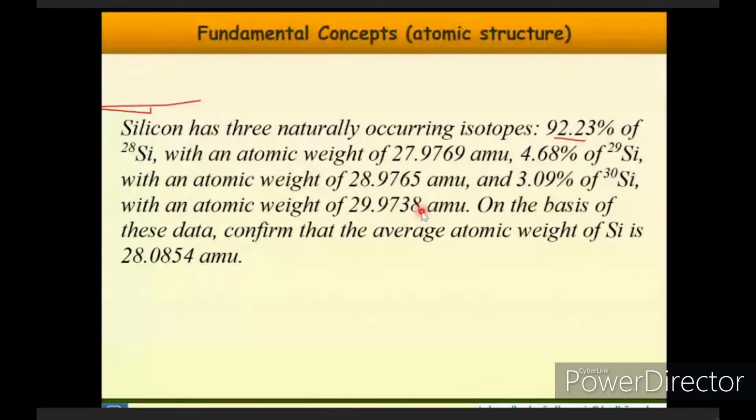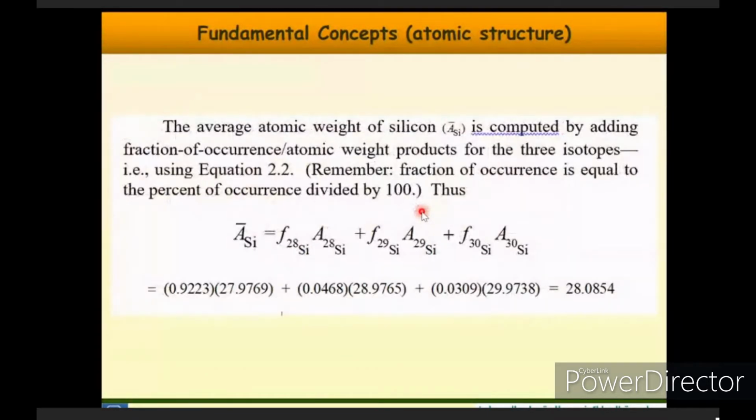Then, if we want to calculate the weighted average atomic weight of all the isotopes, this is the formula. This is the average atomic weight of the silicon. So what we are doing here is we are taking the fraction of one type of isotope. So this is F28, and then we are taking its atomic weight, fraction of 29 and its atomic weight, fraction of 30 and its atomic weight.